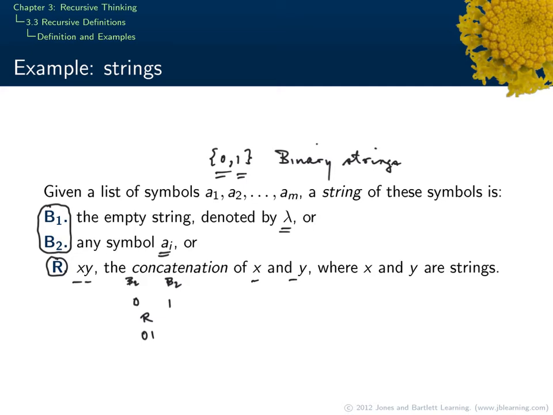Now, we can have strings of all kinds of different lengths. This object is also a binary string, and it can be formed from the simplest things, the 0 and the 1, which are strings, and then concatenation.